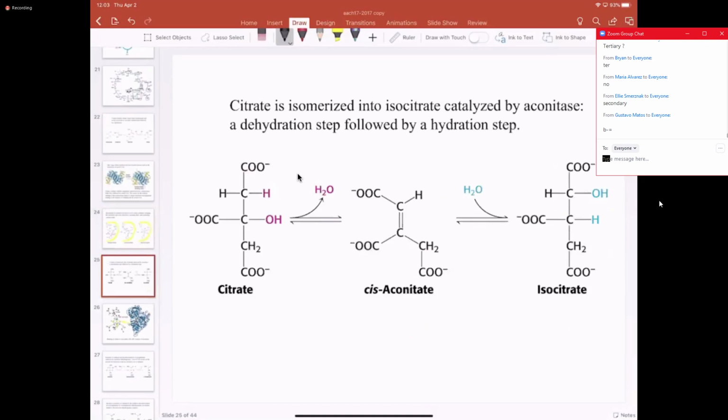The next step is to isomerize the citrate to isocitrate. Again, this occurs because you can't really oxidize a tertiary alcohol, so you make it into a secondary alcohol. The reason the enzyme is called aconitase is that the intermediate in this is, in effect, cis-aconitate, which is the name for that particular compound, and so the enzyme was called aconitase.